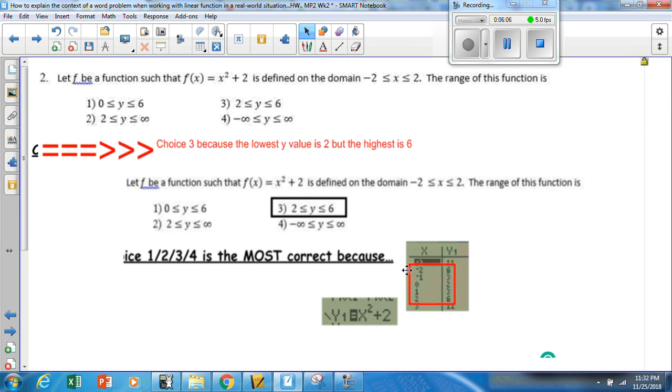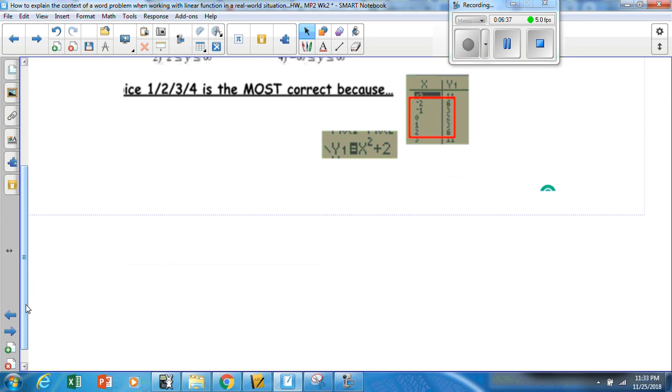I see when x is 2, y is 6. I see when x is 0, y is 2. And then we get smaller and then we get bigger. So the most correct answer, if I analyze these y values, is that the lowest value is 2, yet the highest value is 6. Process of elimination tells me that 3 has got to be our best choice. 3 has to be our best choice.